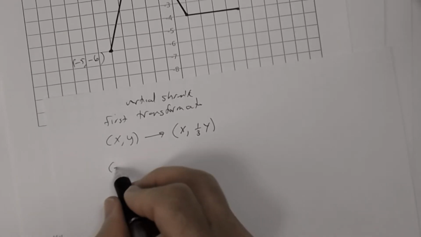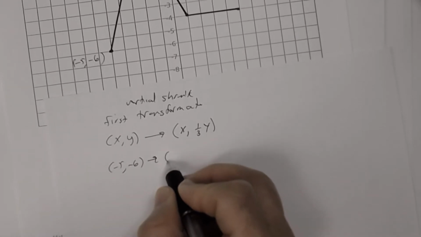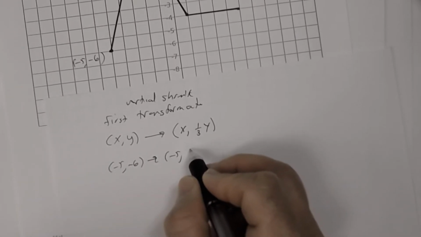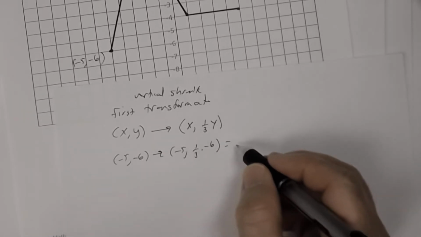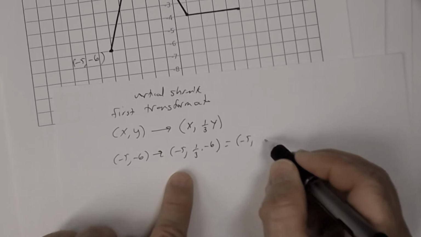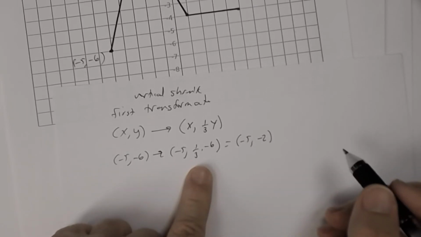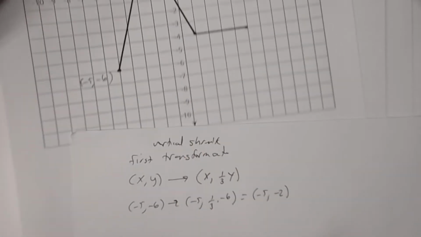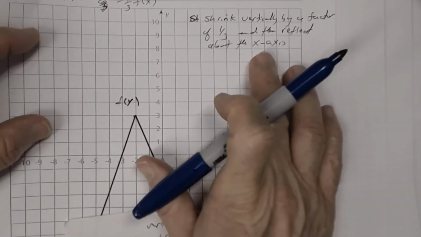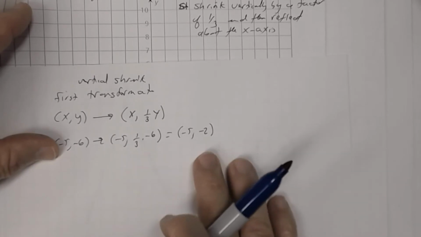So the point -5, -6 becomes -5, and then 1/3 times -6, so this becomes -5, -2. All right. Now be careful. Don't plot that point, because you also need to do a reflection about the x-axis. But once you get this point, then it's easy.